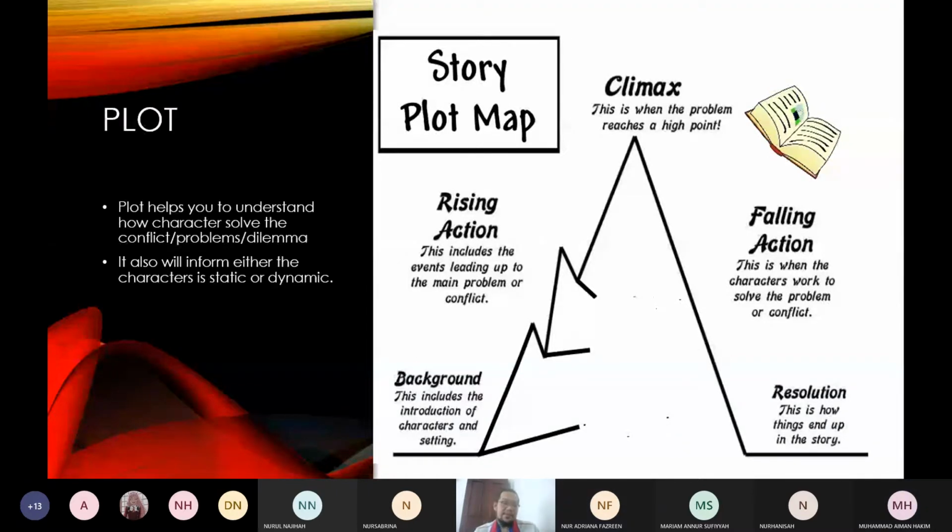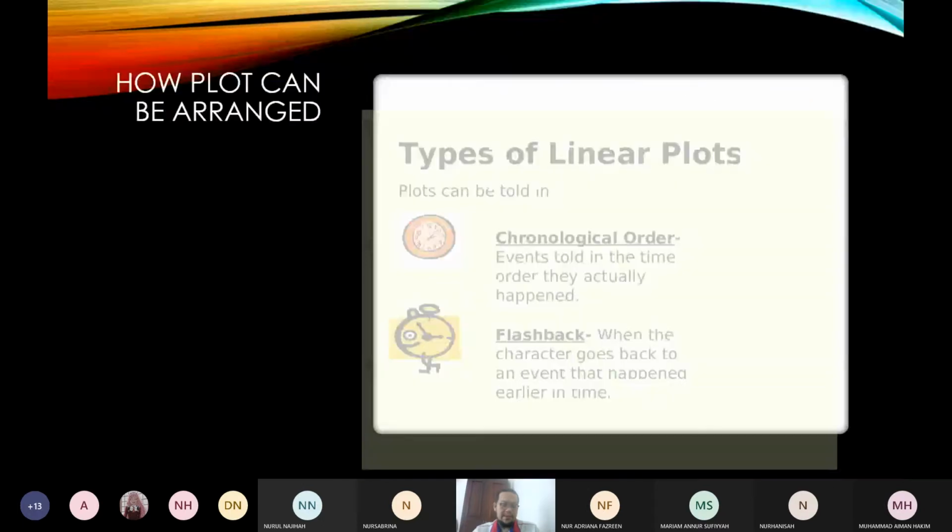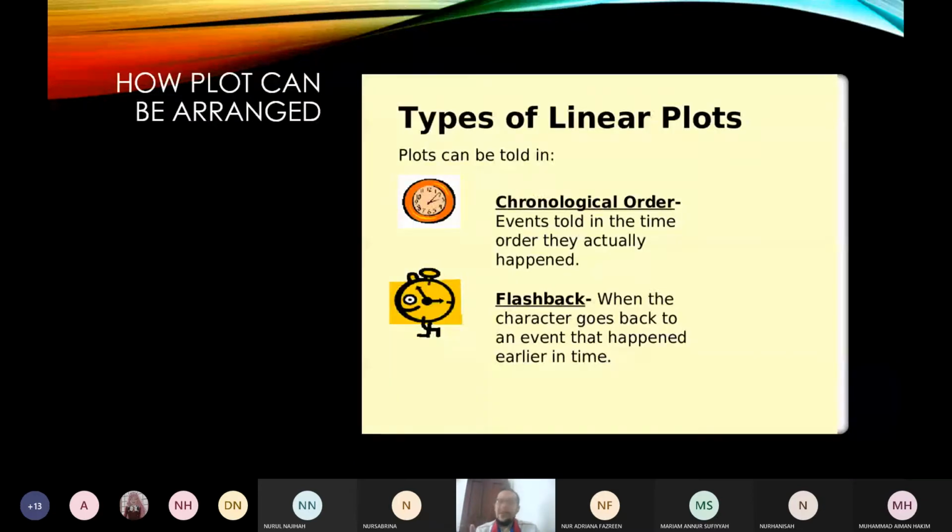I think this is quite interesting plot, because plot ni kita kena main dengan banyak benda untuk jadi kreatif. Main chronological order yang biasa yang I tunjuk tadi. Kadang-kadang digunakan flashback. Director goes back to an event that happened early in time. Ataupun digunakan flash forward. Lawan kepada flashback is flash forward. Directly take readers to action happen in the future.